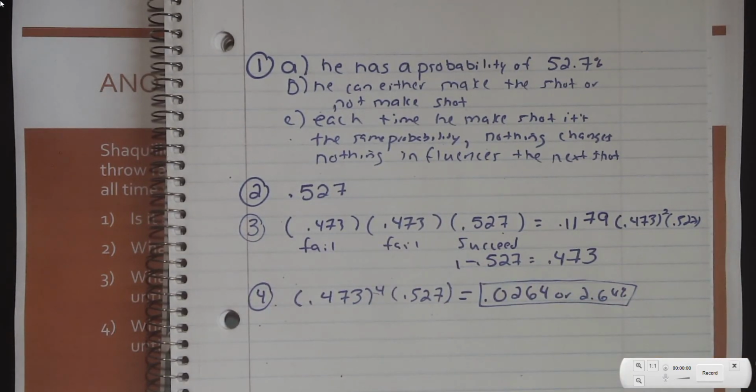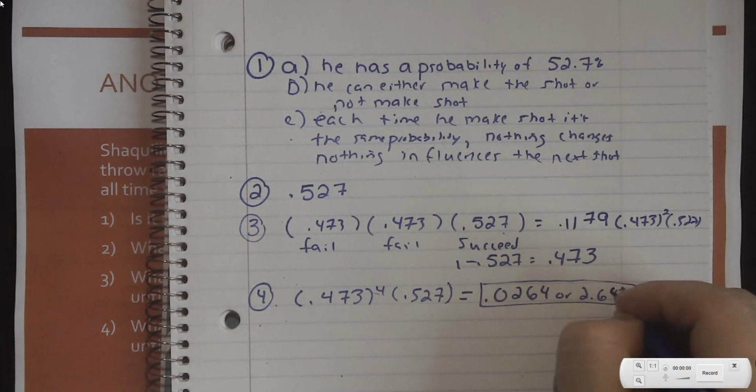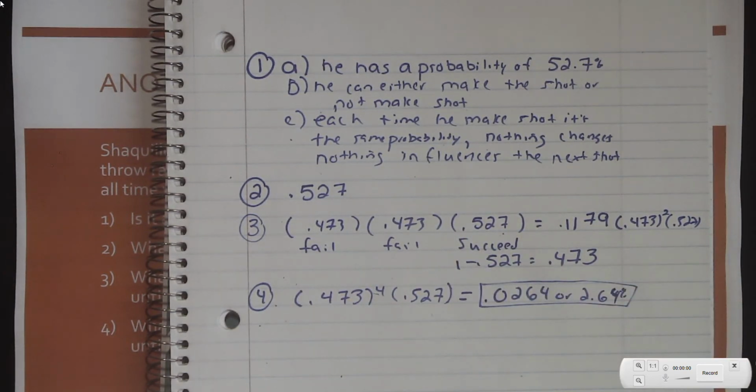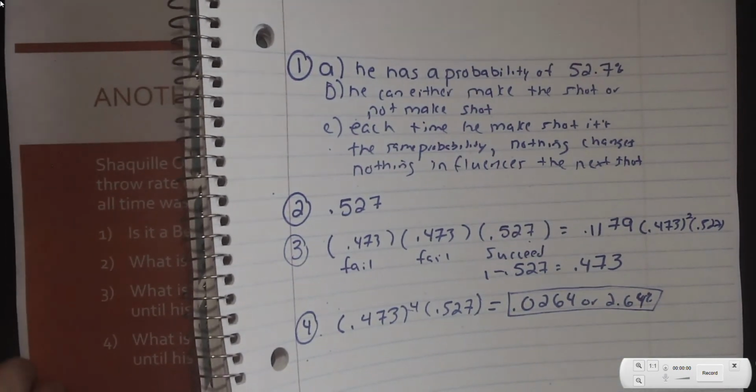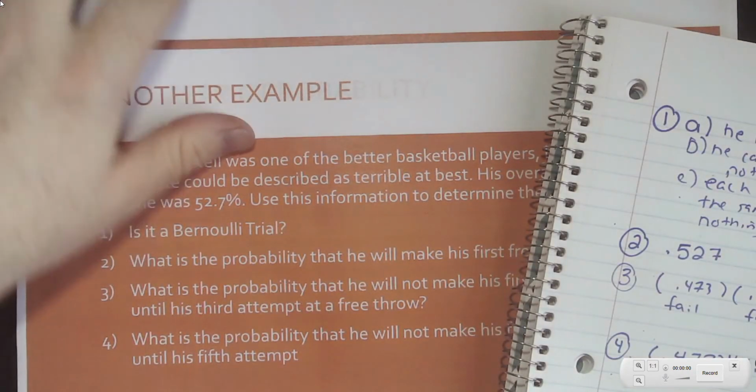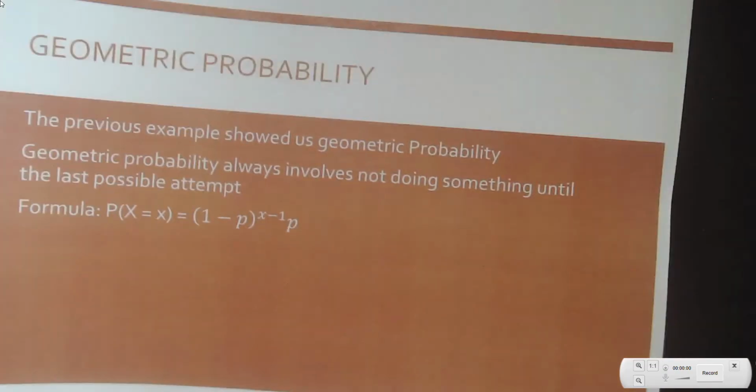And that would be my answer to that. Okay, so what we get from that is kind of the idea behind the geometric probability. Geometric probability is essentially this: you keep failing until you succeed.